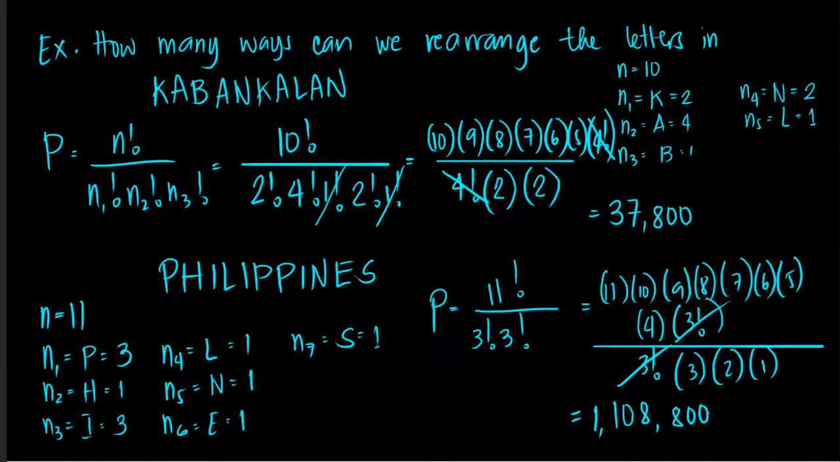1,108,800 ways to rearrange the letters in Philippines. Let me see if I get the same with the factorial: 11 factorial over 3 factorial times 3 factorial. Yeah, it's the same thing. 1,108,800. So, that is distinguishable permutation.